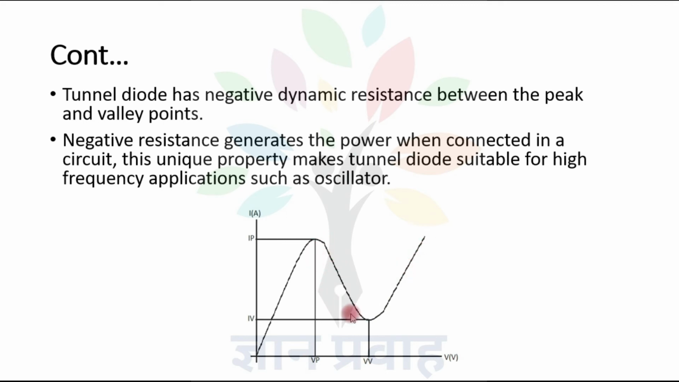So this region is the negative resistance region, and it is very useful in many cases, because negative resistance generates power when connected in a circuit. This unique property makes the tunnel diode suitable for high frequency applications such as oscillators.